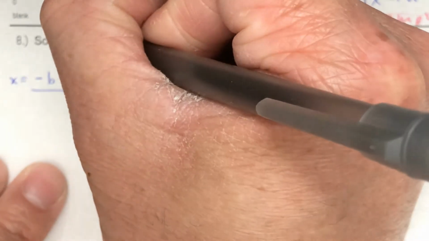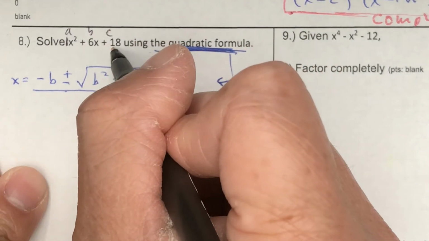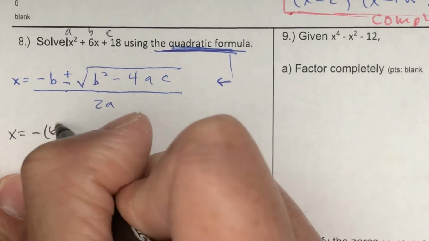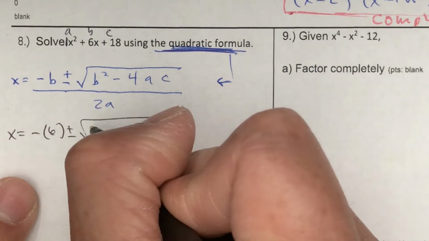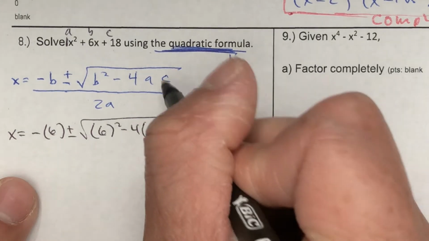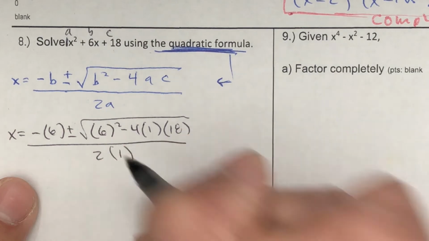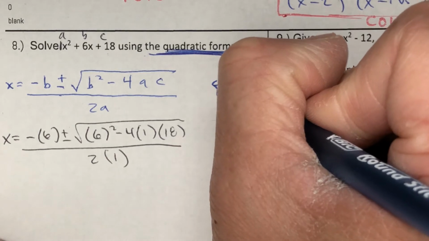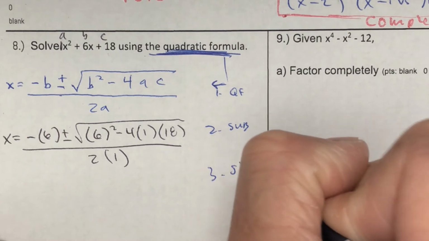Okay, my a value is 1. b value is 6, c is 18. So now I'm going to do my substitutions. b value is 6. Notice how I'm doing my substitution in parentheses there. And then 6 squared minus 4 times my a value is 1, c value is 18, all over 2 times 1. So first step, write down the formula, the quadratic formula. Second step, substitute, and then lots of simplifying.